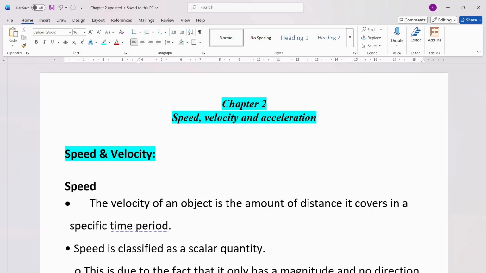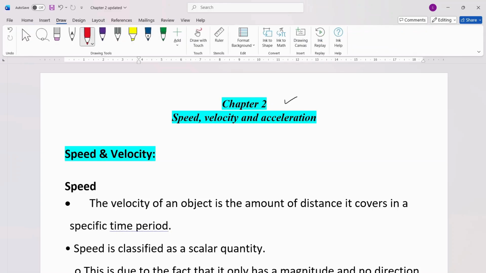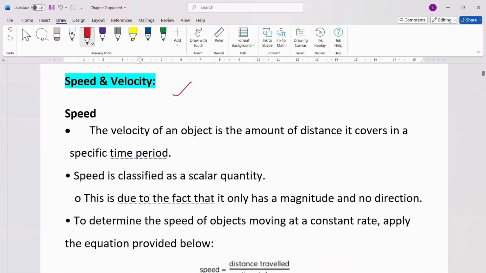We will start with chapter number 2, which is about speed, velocity, and acceleration. So let's discuss speed and velocity. Speed, the velocity of an object is the amount of distance it covers in a specific time period. Speed is classified as a scalar quantity.